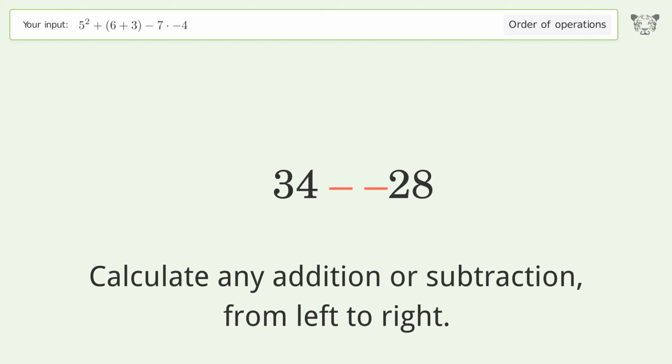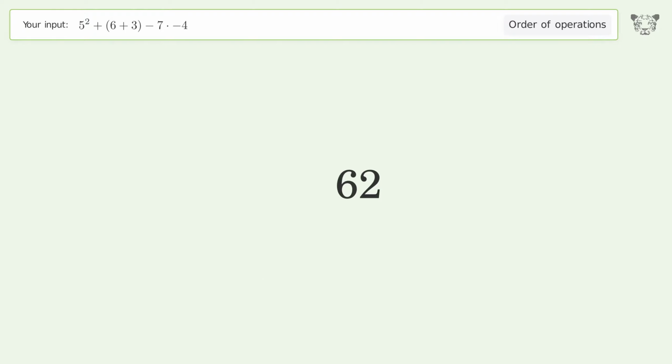Minus and minus make a plus. 34 plus 28 equals 62. And so the final result is 62.